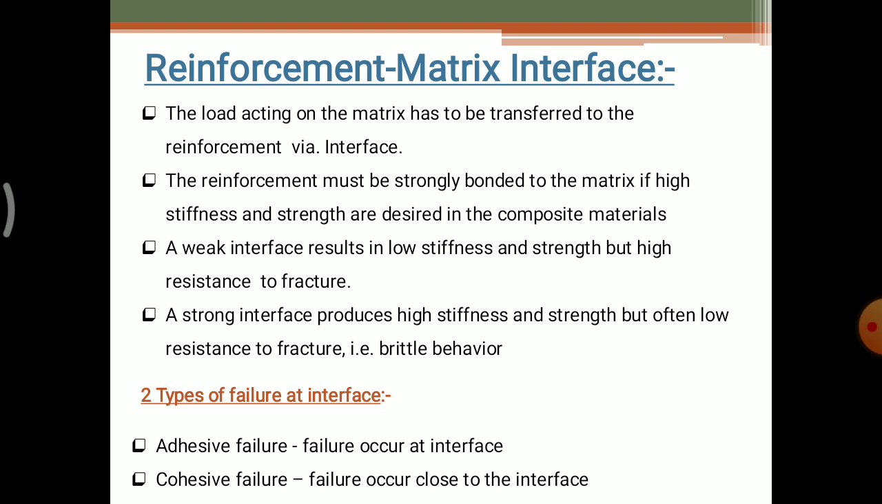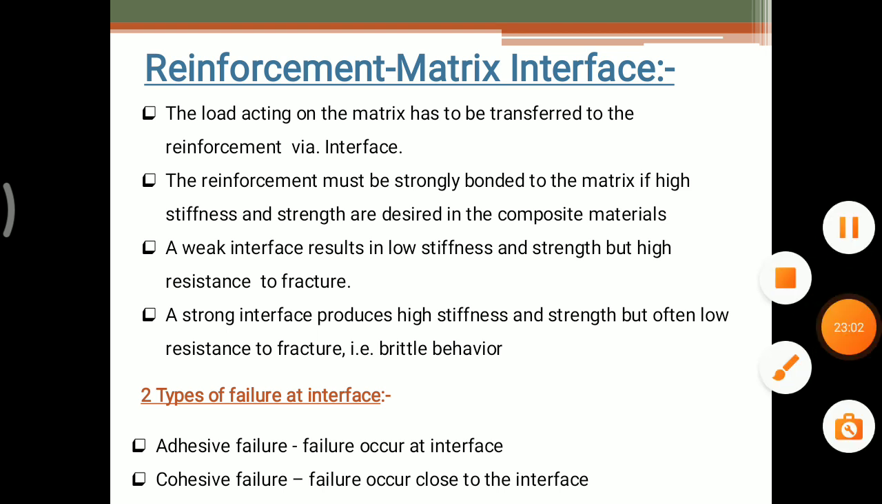Generally, a strong interface produces high stiffness and high strength, but often low resistance to fracture. That is known as brittle behavior. So if it has low resistance to fracture, it is known as brittle behavior. That is the strong interface. But a weak interface results in low stiffness and strength but high resistance to fracture. So these are the types of interfaces between the bonding section.